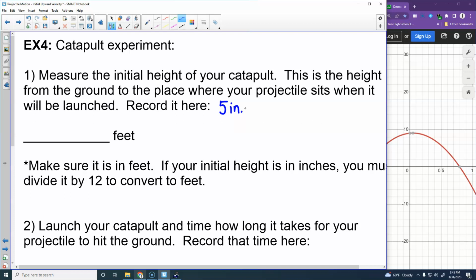That time I got 1.34. We're going to do it 3 times and take an average because it's not the most accurate. All right, let's try it again. On your mark, get set. Okay, you ready? On your mark, get set, go.